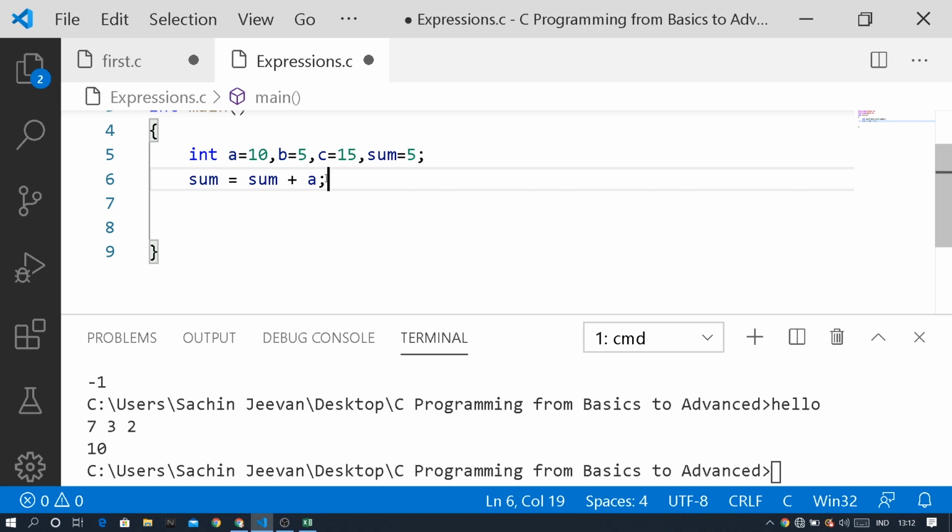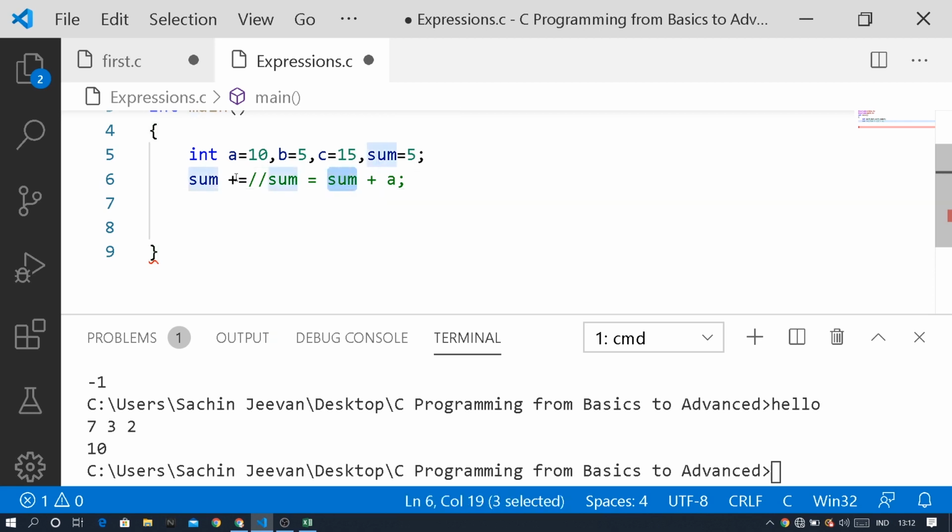A compound assignment operator can be used in an expression when the same variable occurs on both the left side and the right side. This can also be rewritten as follows. Whichever variable is occurring on both the left side and right side of the equation, you take that variable first and write plus equal to. What you want to do is add, right? On the right side you have to add to the existing sum value. That is why I'm writing plus equal to, then a. Both are the same: sum is equal to sum plus a, and sum plus equal to a.